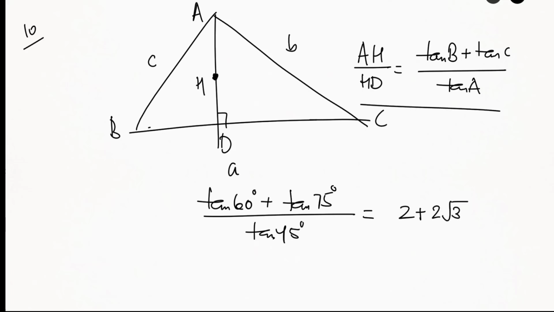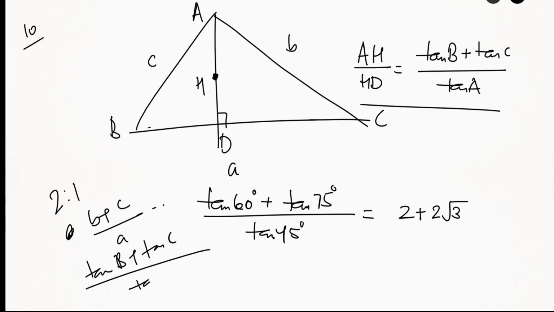Alright, so the ratio is very important. In medians, you know what that is? 2:1. For the incentre, that is the sum of two sides by the other side. So this will vary depending on which one you are taking. Similarly for the orthocenter, just put tan here, right? Tan B plus tan C over tan A.